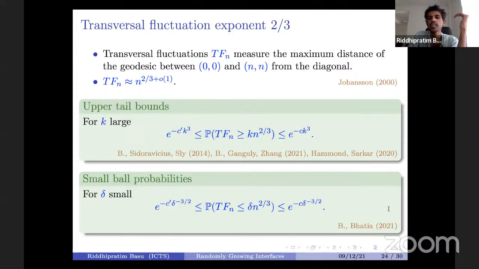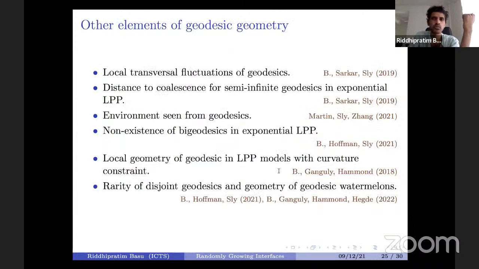And here we showed that this probability decays like e to the minus 1 over delta to the 3/2. Comparing with Brownian motion, there you get e to the minus 1 over delta squared. So the exponent 2 gets replaced by exponent 3/2 here. These are some of the results you can obtain while studying the geometry of the geodesic. There are many more which I don't want to go into, but here are some examples.